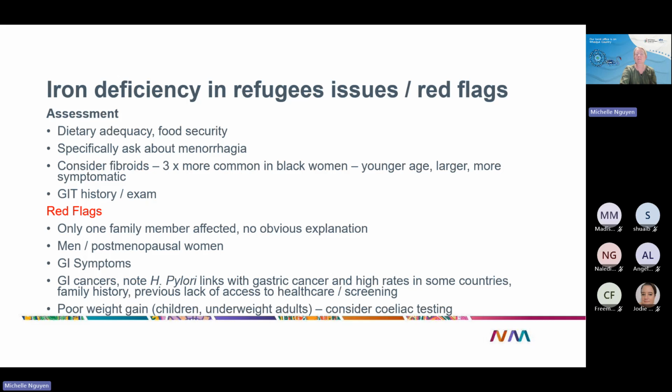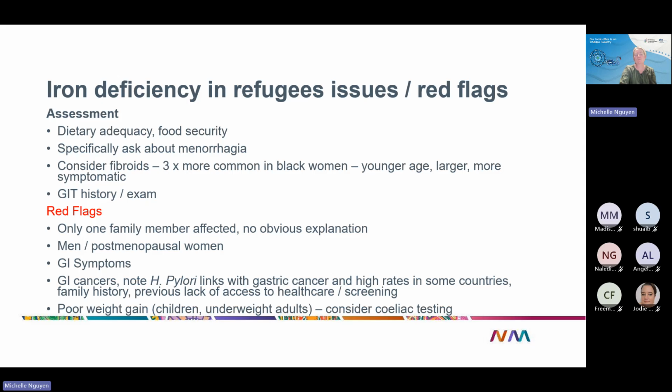I always specifically ask about menorrhagia because I find that's often not volunteered. And consider fibroids, especially in our refugees from sub-Saharan Africa. They're thought to be 3 times more common in Black women, and they tend to occur at a younger age, larger, more symptomatic. Certainly I felt quite large fibroids as abdominal masses in a couple of our clients, so just be alert for that.